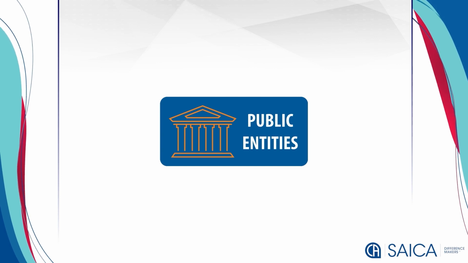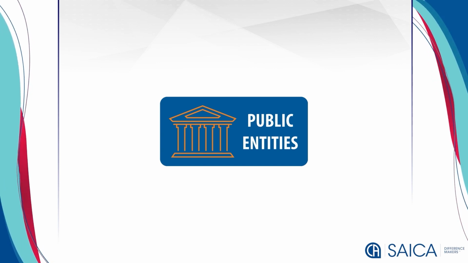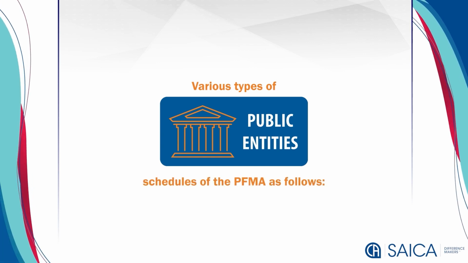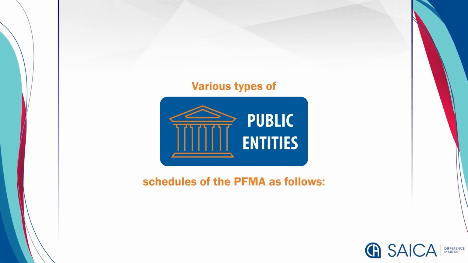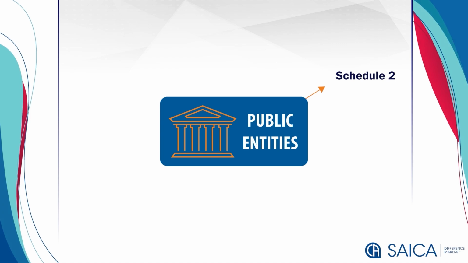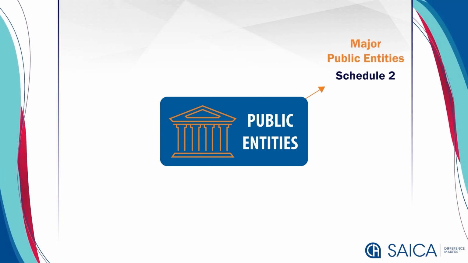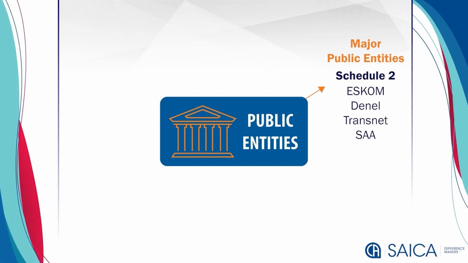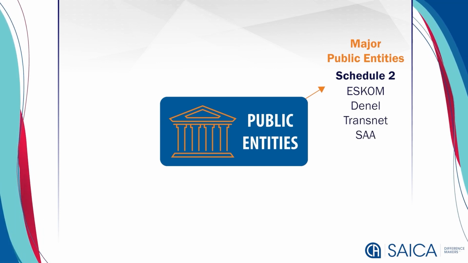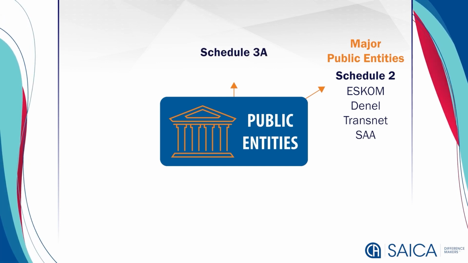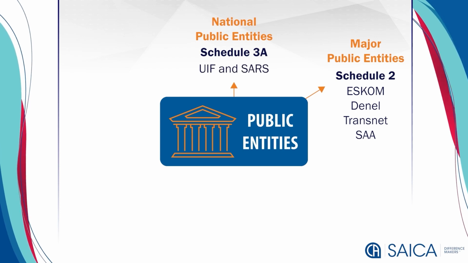It is very important to understand that there are various types of public entities which are outlined in the schedules of the PFMA as follows. Schedule 2 public entities, also known as major public entities. Examples of these public entities are Eskom, Denel, Transnet, and SAA. Schedule 3A public entities, known as national public entities such as the UIF and SARS.